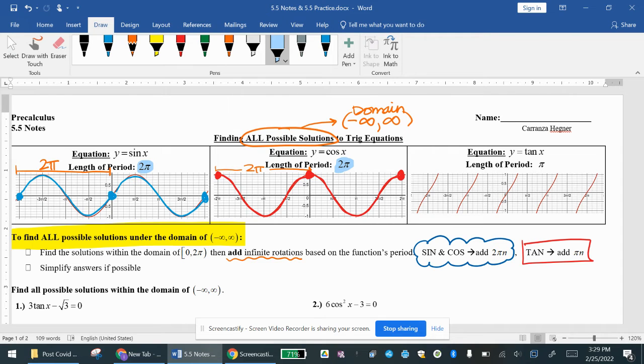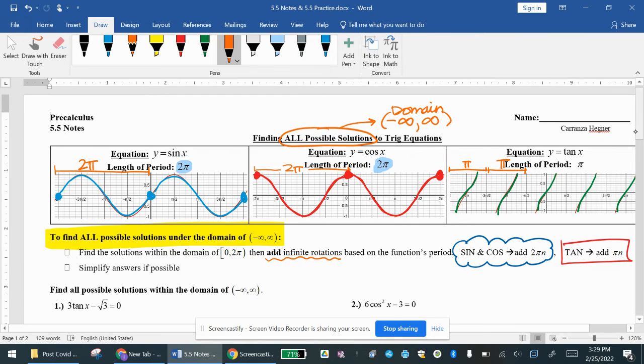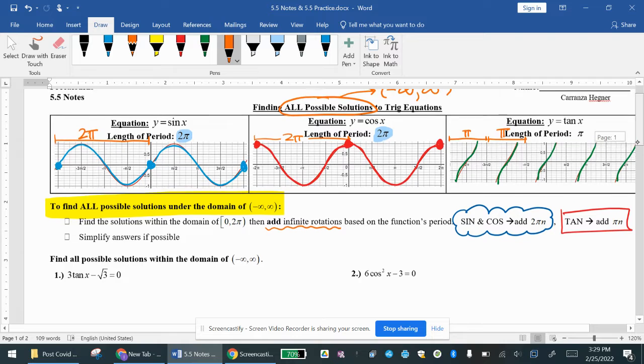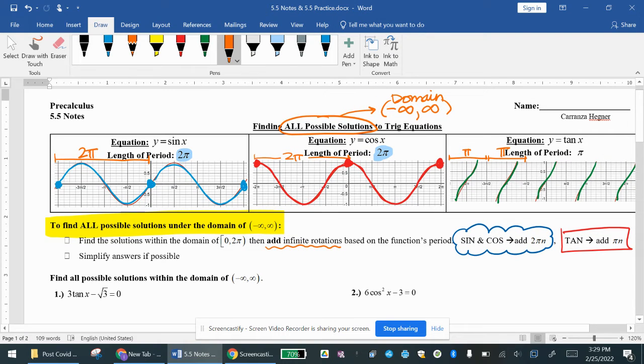Whereas tangent repeats every pi, a length of pi. So the length from here to here is pi, the length from here to here is pi. So you see that it's every pi versus 2 pi. So when I say in the directions to find all possible solutions, you're going to add either 2 pi n or pi n. You have to ask yourself, what function are we dealing with? Because if it's sine and cosine, you're going to add 2 pi n. If it's tangent, you're going to add pi n.